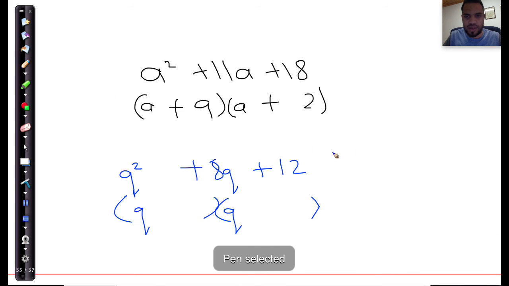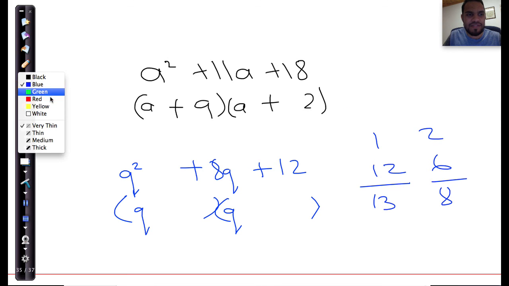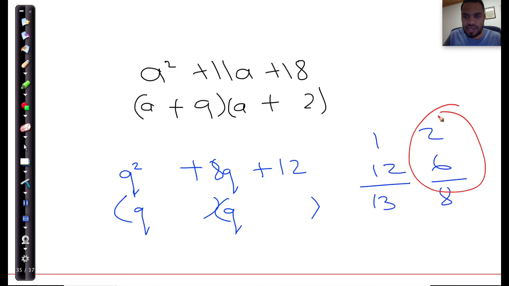Okay, factors of 12. The factors of 12 are 1 and 12. When I add those factors over there, I get 13. The other factors of 12 are going to be 2 and 6. When I add that, I get 8. And then 3 and 4 is another factor of 12, but when I add it, I get 7. So we can already see that the factors we want over here are going to be 2 and 6.